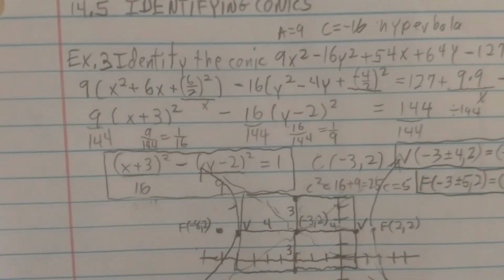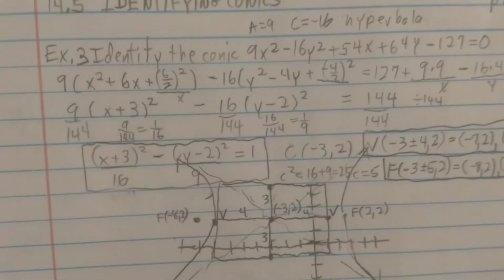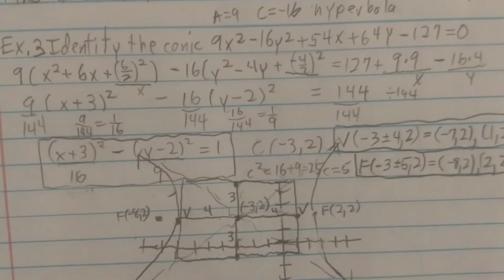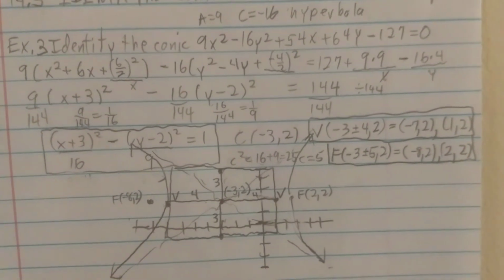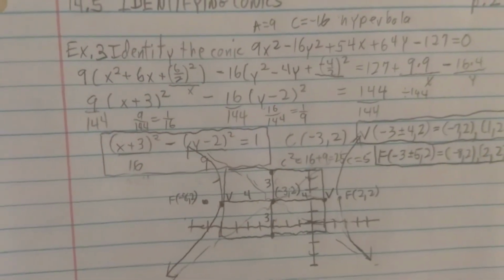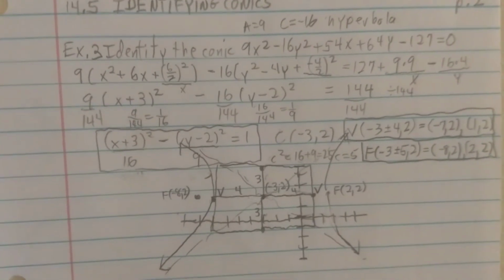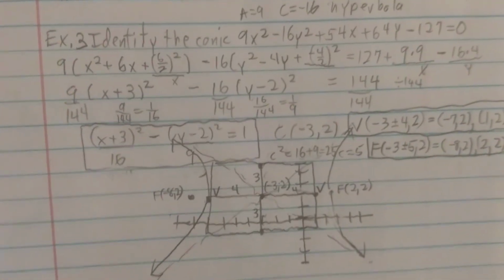Now here we want to identify the conic 9x squared minus 16y squared plus 54x plus 64y minus 127 equals 0. And here we can see a equals 9 and c equals 16. So they're not equal and they're different signs. That makes it a hyperbola right off.